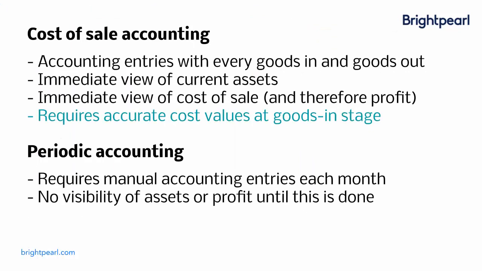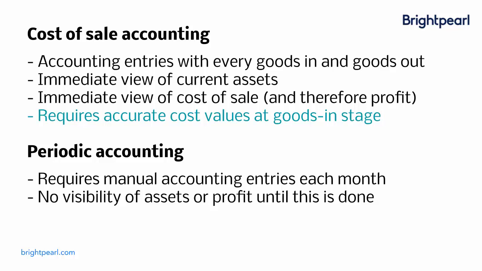Both methods will give you the same end result, but with cost of sale accounting, where an entry is made with every goods in and every goods out, you get an immediate view of your current assets, as well as an immediate view of your cost of sale, and therefore your profitability. It's really important, though, to make sure that the cost values are correct at the goods in stage, since the cost value goes straight through to your cost of sale and affects your profit with no further human interaction.